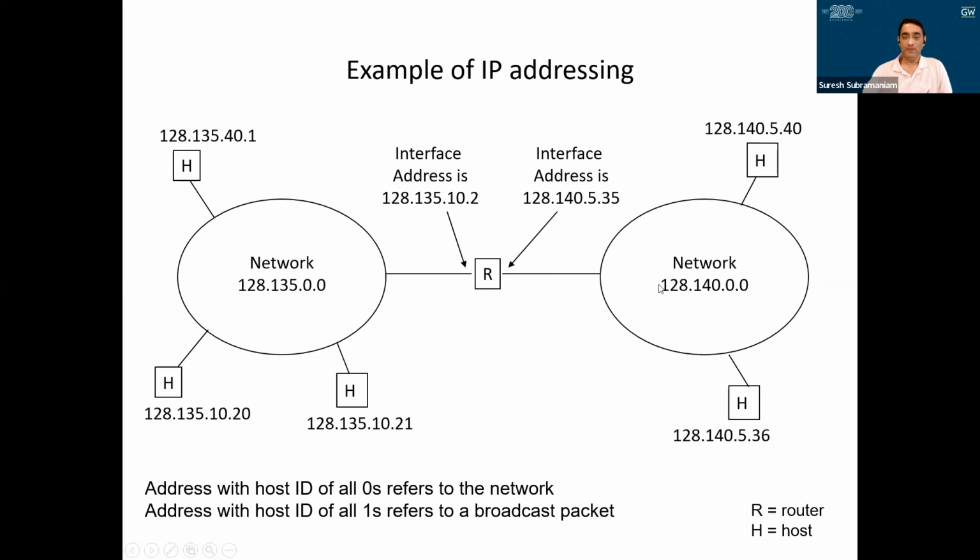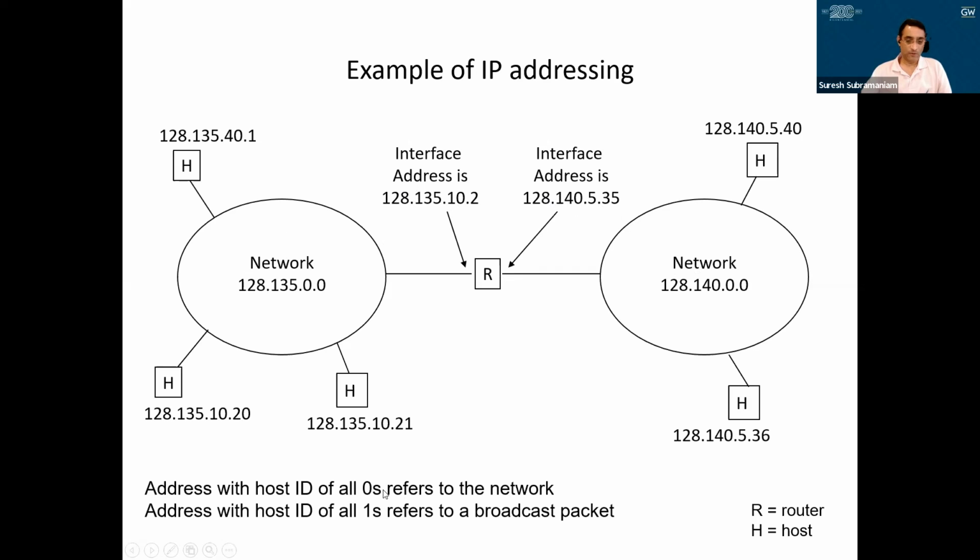These two networks are connected by a router. So this router has 2 network interfaces, one interface to this network and one interface to this network. And therefore, it has 2 different IP addresses, one for each interface. So this interface has this address. Notice again that this is the same network address as this network, and this is the host ID field. And this interface has this IP address. And the network ID field is the same as this network address.